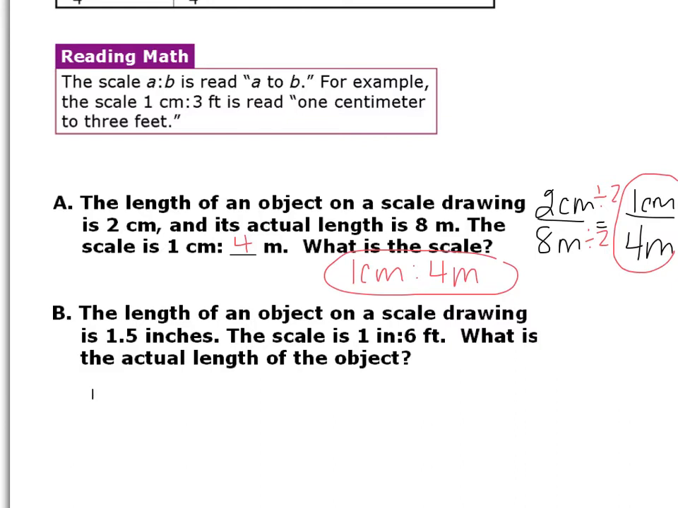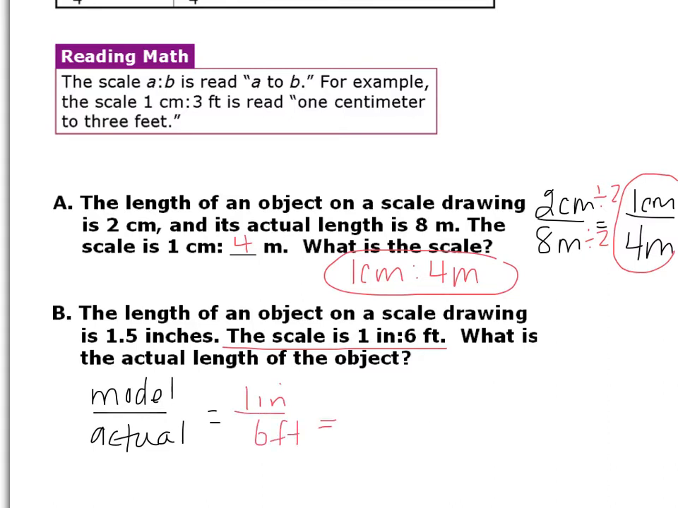So the drawing I usually call the model, because sometimes it's a drawing, sometimes it could be a model airplane as opposed to a real airplane, a model car as opposed to a real car. So I usually use the words model over actual, and then the actual is the car, the house, the airplane, whatever the item may be. So we use the scale first that they give us, which is right here, 1 inch to 6 feet. So I'm going to put 1 inch over 6 feet.